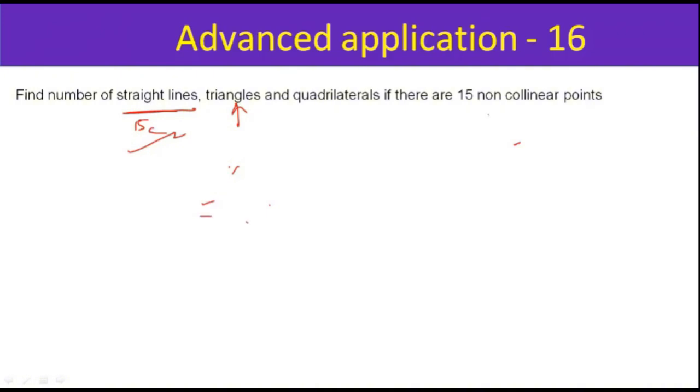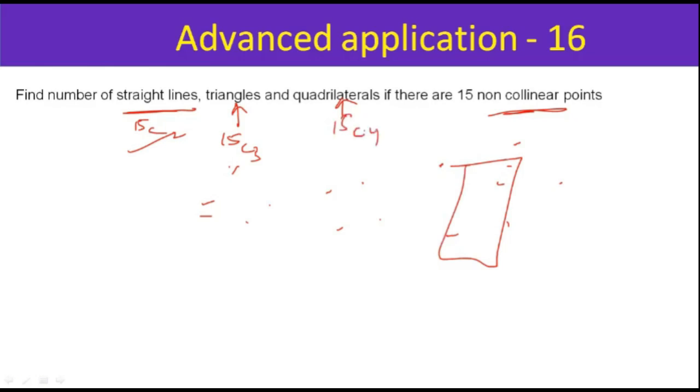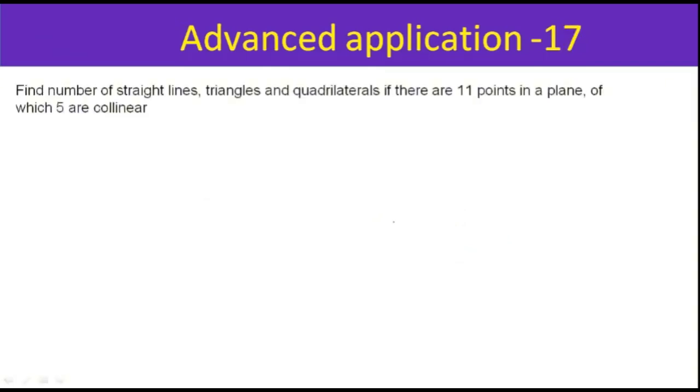To have a triangle, I need 3 non-collinear points. Every point is non-collinear, so I just have to select 3 points and I'll be able to draw a triangle. 15C3. To draw a quadrilateral, I just need 4 points. 3 of these 4 should not be collinear, and here, because every 4 points are non-collinear, if I join any 4 points, I will make a quadrilateral. So how many quadrilaterals can I make? 15C4. Clear? Perfect. If this is clear, let's see who can solve this one.